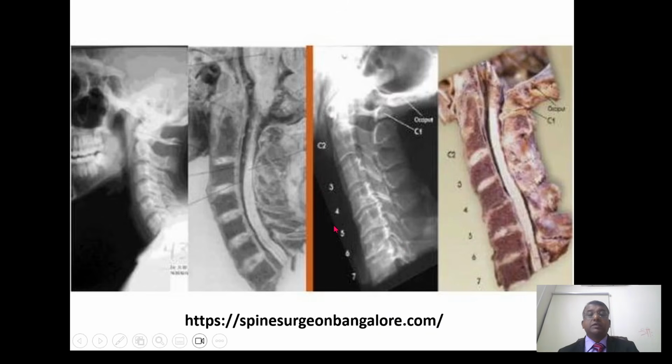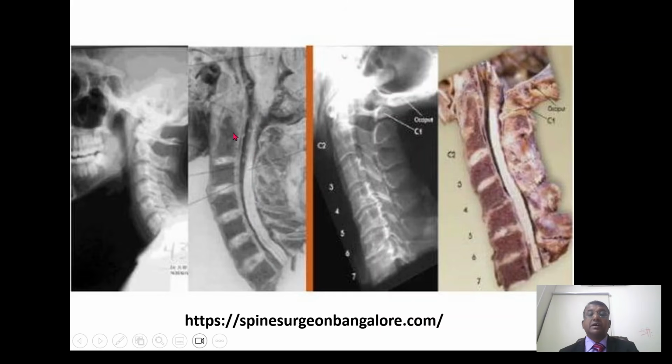Now, this image illustrates very well the impact of loss of this curvature. The first image shows a normal cervical lordosis. Here you can see the vertebrae, which are these bones, and the empty space between the bones known as the disc, which is again seen in an MRI. We have the bone, the disc, and within this tunnel of bone known as the spinal column, we have the spinal cord, which is a network of cables running from our brain to our hands and legs.